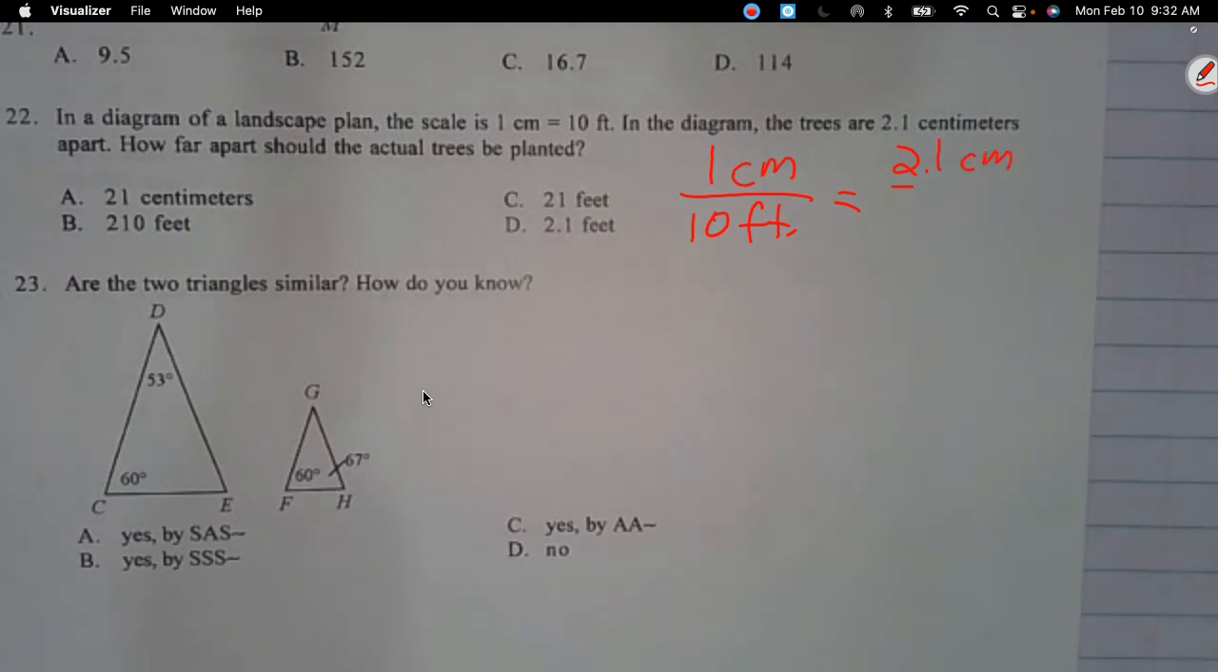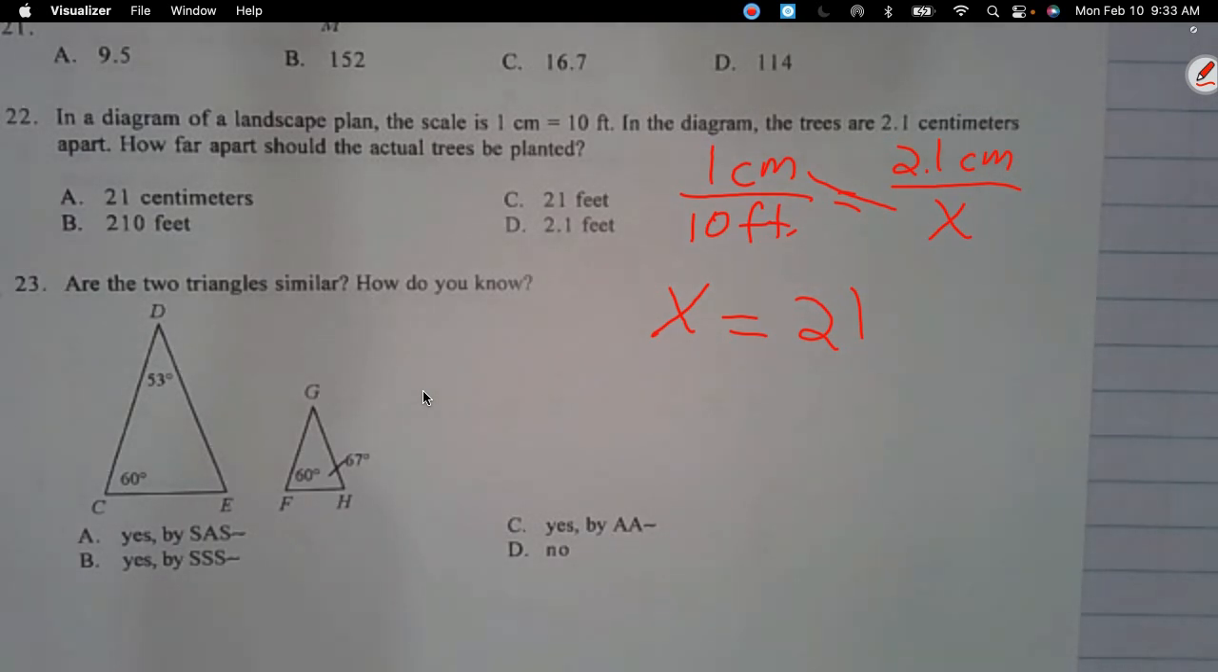If they give me 2.1 centimeters, y'all, what am I missing? X what? What's my measurement? Feet. Okay, does everybody see that? Centimeters are up here, what's down here? Feet. I don't know X amount of feet. So let's cross multiply. That would just be 1x. What's 2.1 times 10? 21. Okay, so 21 what? Feet. That's answer C. Do we understand that?